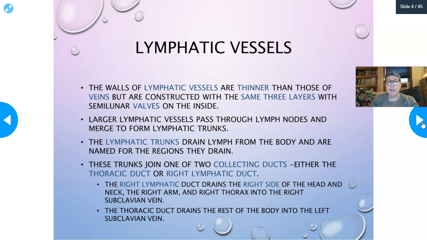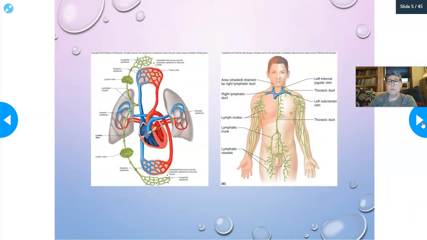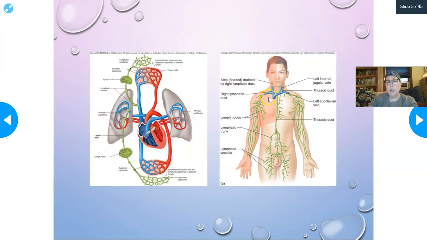So the right lymphatic duct drains the right side of the head, the neck, the right arm, and the right thorax into the right subclavian vein. And the thoracic duct drains the rest of the body into the left subclavian vein. So you see them represented here. Right side of the head, right side of the thorax, the right arm and all that, and then it goes into the right subclavian. Whereas the rest of the body, the bottom part of the body and the left side, all goes into the thoracic duct.